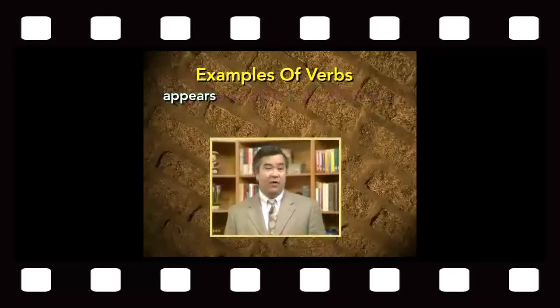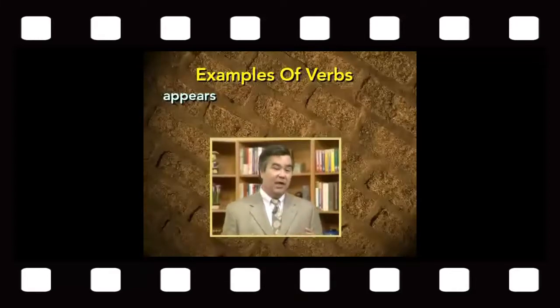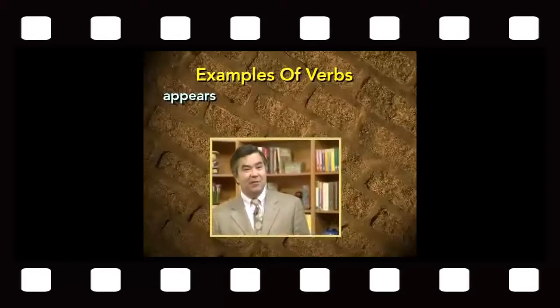How about our last example, appears? Is this verb a verb that expresses an action or a state of being? Well, the verb appears is an interesting example because it can do either one. In some sentences, the verb appears expresses an action. In other sentences, it expresses a state of being.